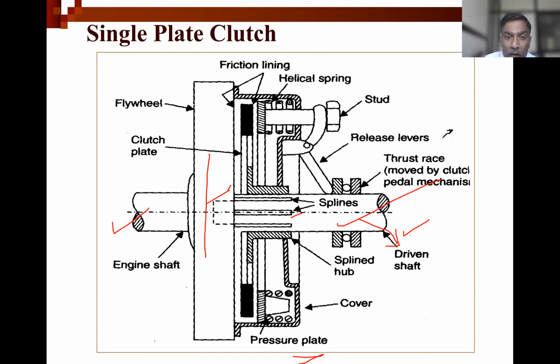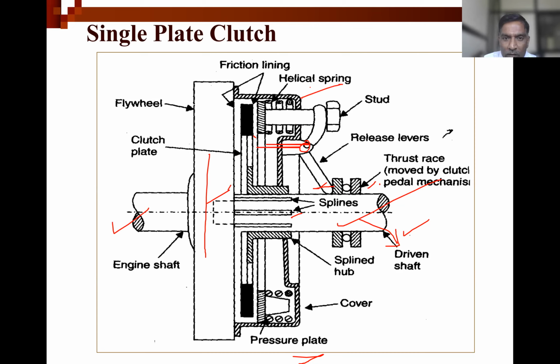Clutch plate आणि flywheel यांच्यामधला कॉन्टॅक्ट डिस्कनेक्ट करणे. How to disconnect that contact? Just by providing thrust on this bearing. So this is thrust bearing, which will operate this release lever. It is pivoted at this point.